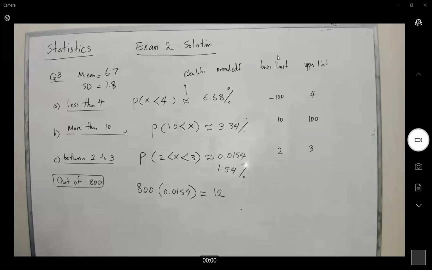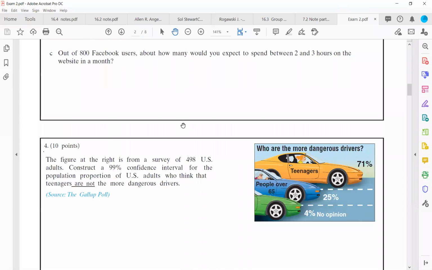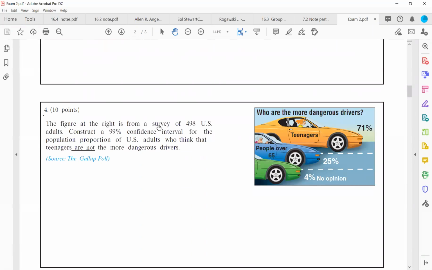Yes, thank you. Question 4. Okay, the figure at right is from a survey of 498 US adults. This is very similar to the example that we did in class, but I underline this: they are not the more dangerous drivers. So you want to construct a 99% confidence interval for the population proportion of US adults who think that teenagers are not the more dangerous drivers.